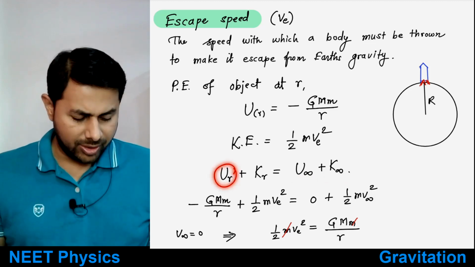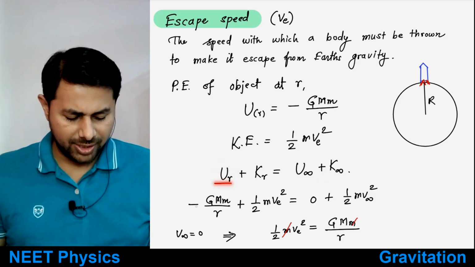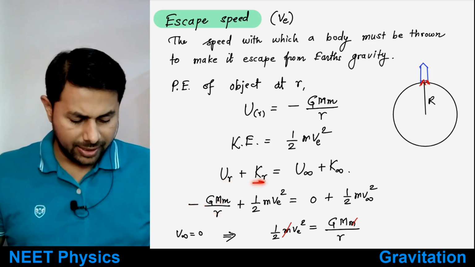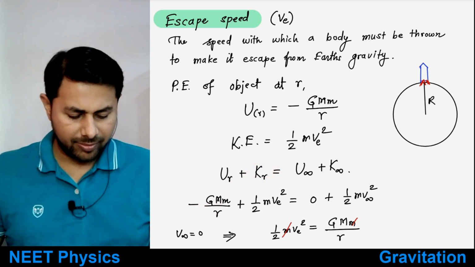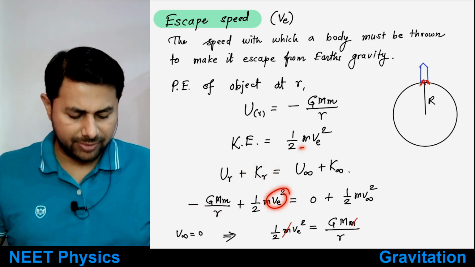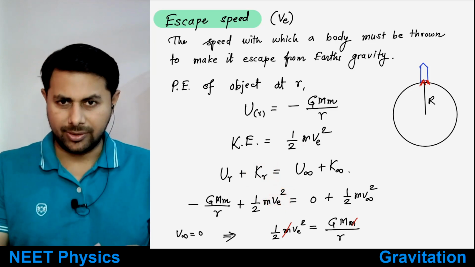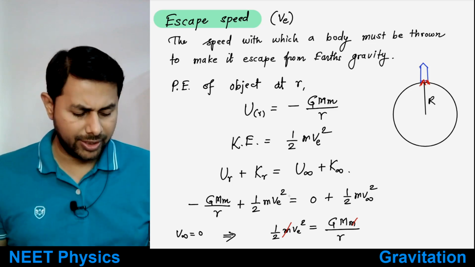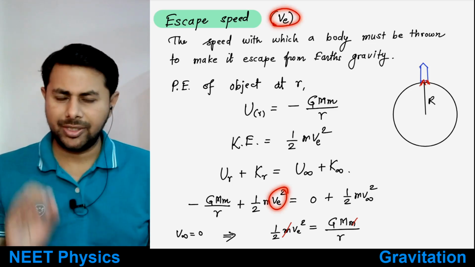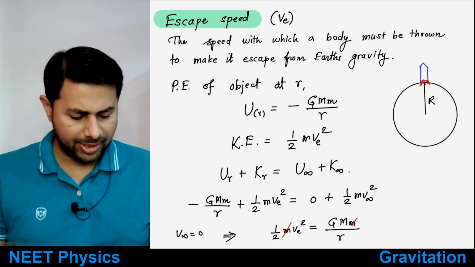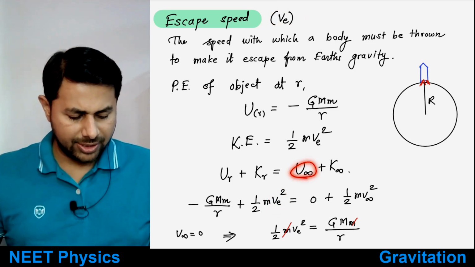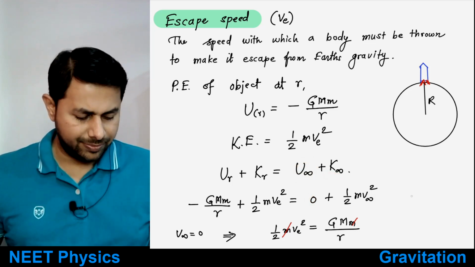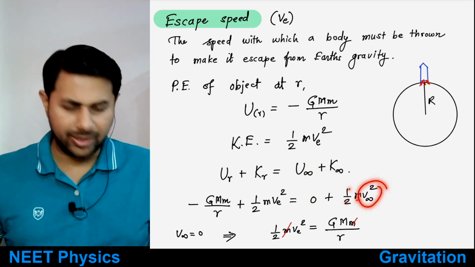So put the formula for potential energy. Potential energy becomes minus GMm divided by r. And then kinetic energy at distance r must be half of m into v square, because we want to find out the speed with which we must throw a body so that it escapes Earth's gravitational bound. So it is called escape speed. We denote it by V suffix E. Potential energy at infinity we consider it to be 0. Kinetic energy at infinity is half of m into V infinity square.